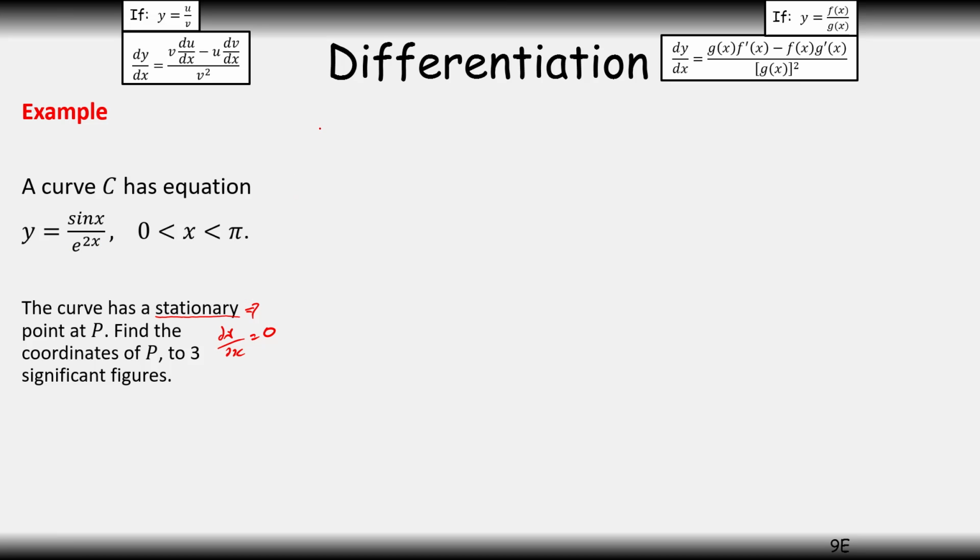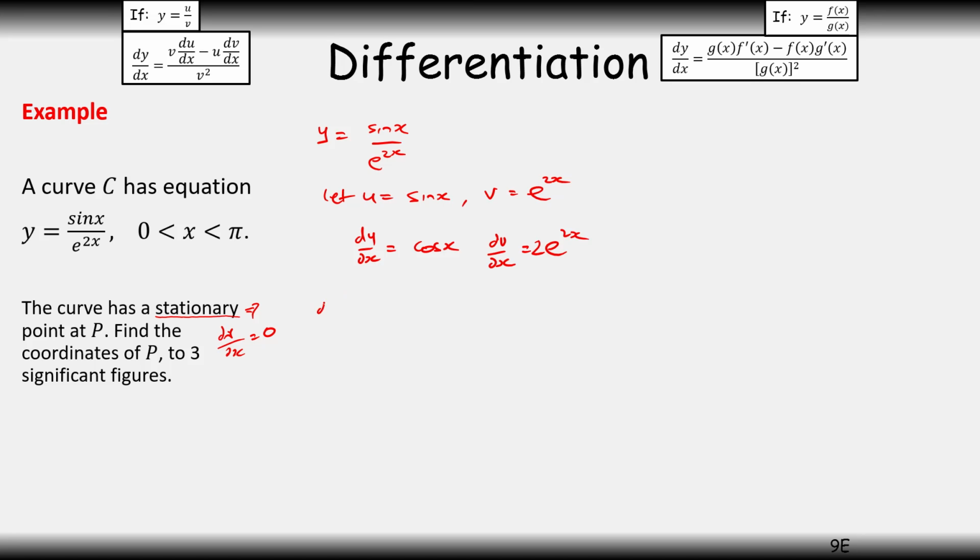So let's do that. We've got y is equal to sine x all over e to the 2x. I'm just conscious of space because we've got quite a lot to do. Right, so let's say let u be equal to the numerator and v be equal to e to the power of 2x. So we differentiate with respect to x. du over dx is equal to cos x, and dv over dx is equal to 2e to the power of 2x.